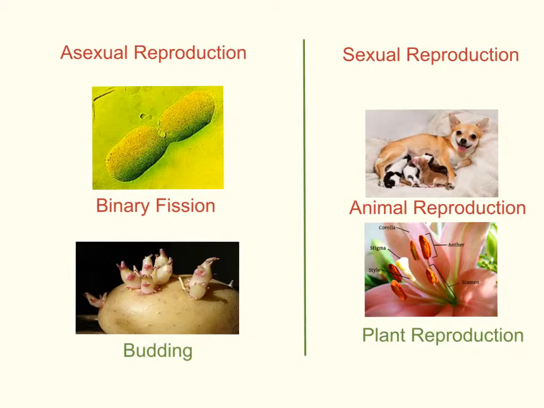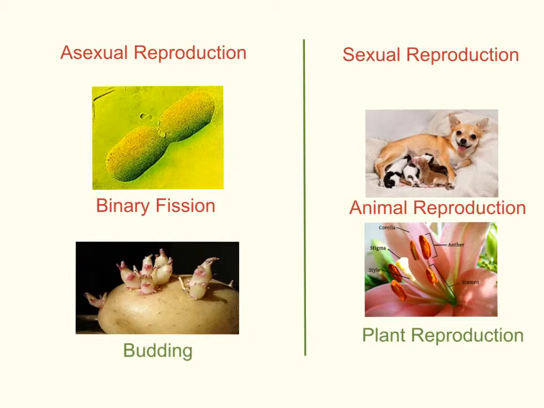This happens through mitosis only, so most of your cells go through asexual reproduction every day as you divide and replicate those cells, but bacteria, that's the only way they make more organisms. Another form of asexual reproduction is budding, and this happens in plants and also some hydra.